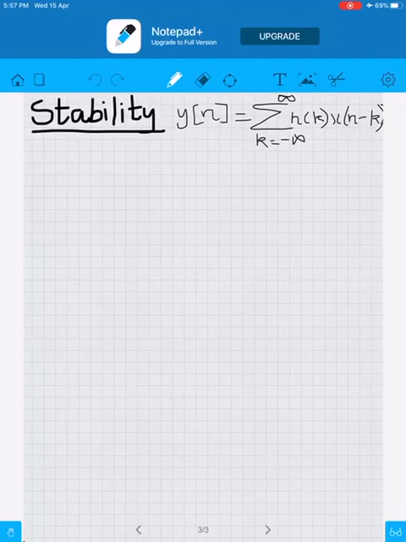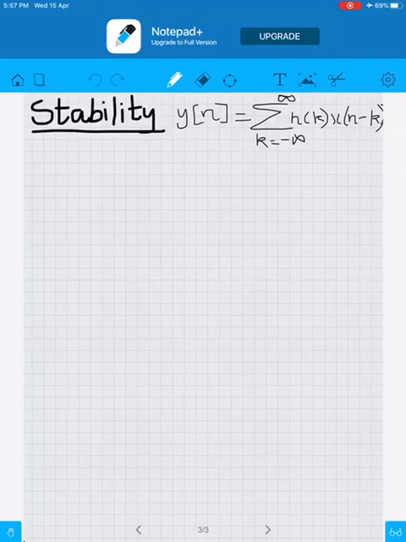Before that, let me tell you the definition of stability under the input-output relationship. If the input is bounded, and if I get a bounded output from a system, then the system is said to be stable. So bounded input gives a bounded output for a stable system. That is the condition. Now let us try to obtain from the impulse response how we can derive the condition.